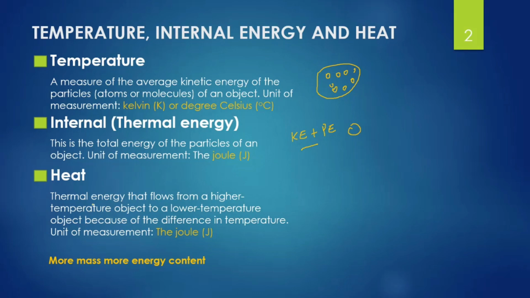The next concept is that of heat. Heat is thermal energy that flows from an object at a higher temperature to an object at a lower temperature because of a temperature difference. So we have two objects, object A and object B, at different temperatures. Let's say this one is at 10 degrees Celsius, and this one is at 30 degrees Celsius. The thermal energy will flow from object B to object A. That flow of thermal energy is what we call heat.